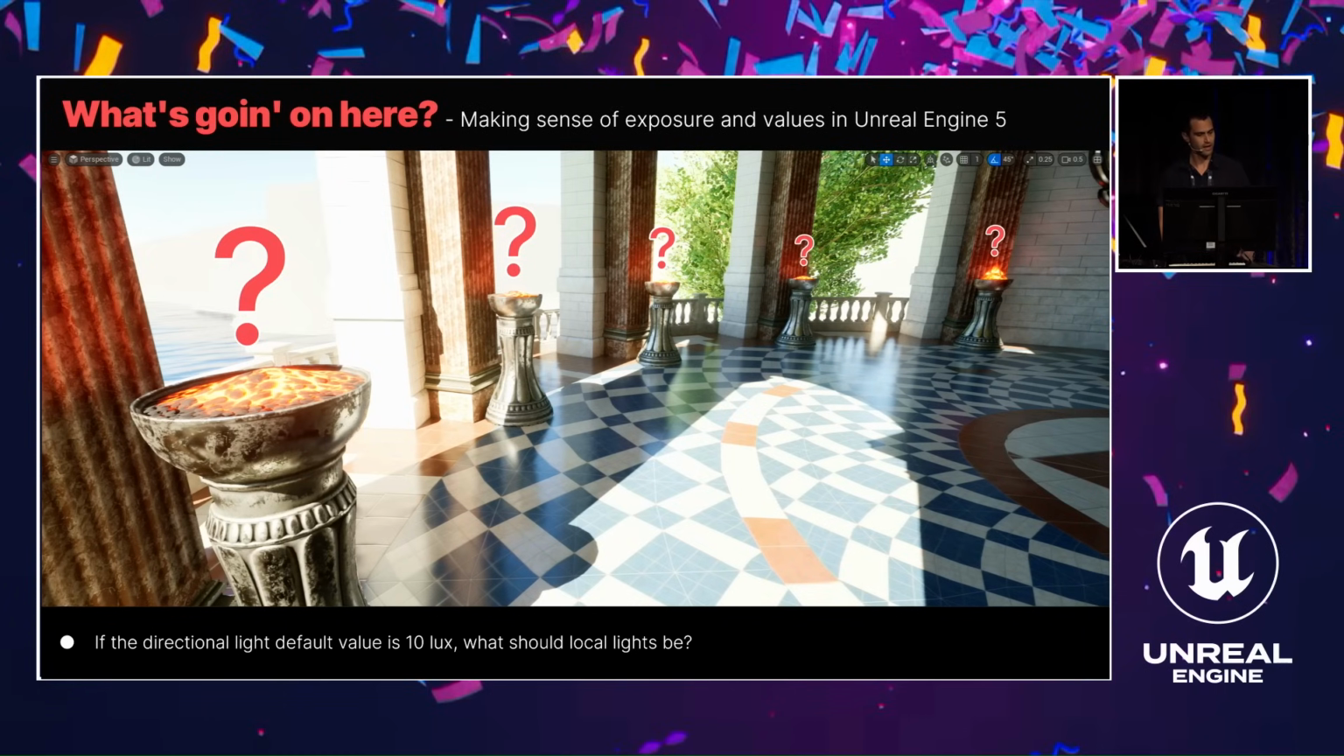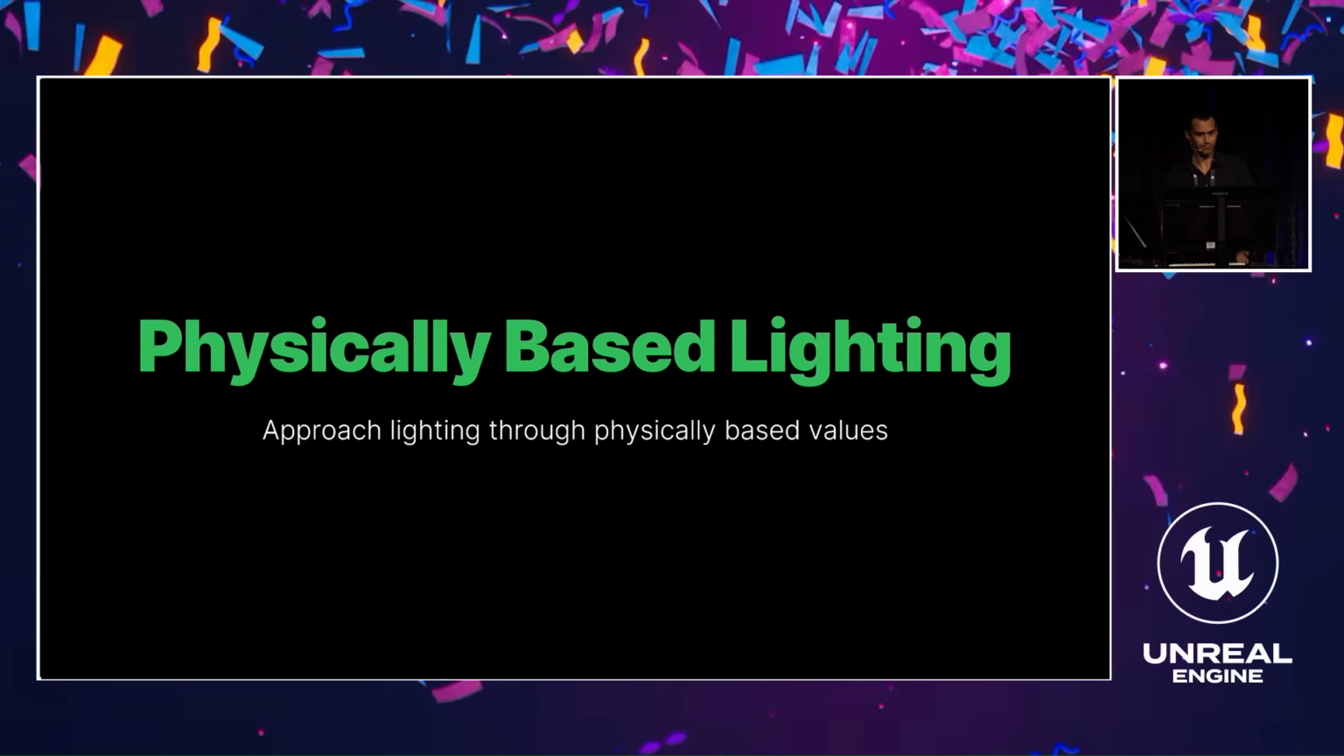All right, back to lighting. If the directional light value is 10 lux, what should local lights be? So this is the big thing. You put in your light, oh, this is great, I like this, okay, 10 lux. This giant fireball in the sky, great. What is my sconce, right? And these are the things that we need to start figuring out.